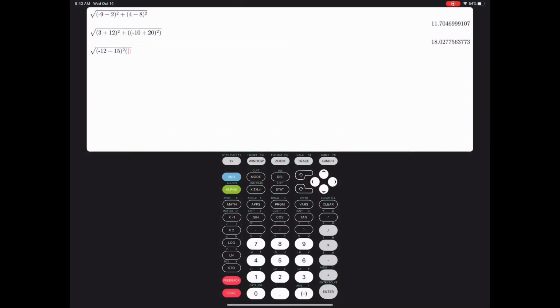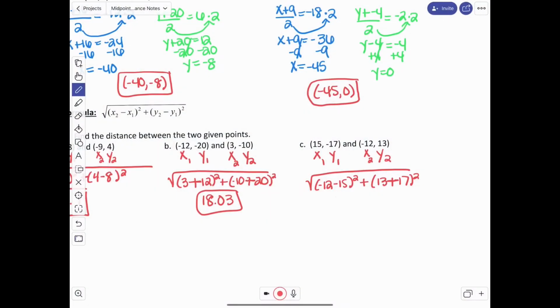Let's see, squares. Oh, I forgot my plus. Plus 13 plus 17 squared. So 40.4. There we go.